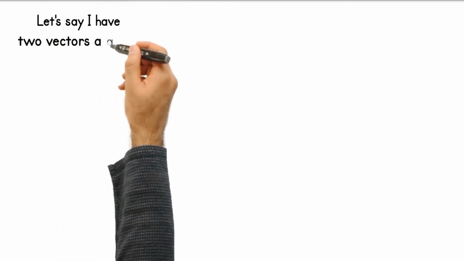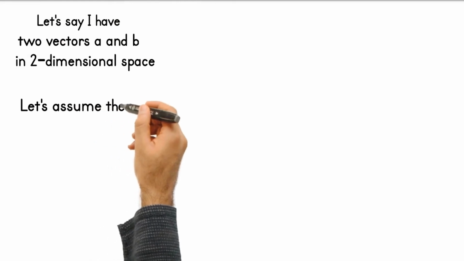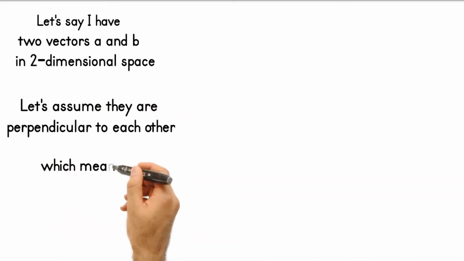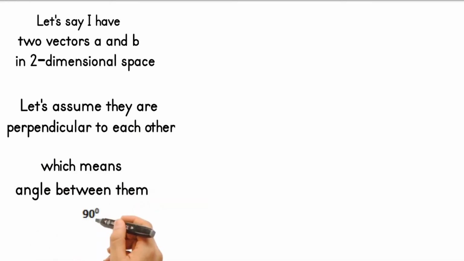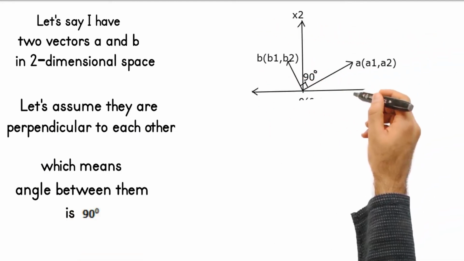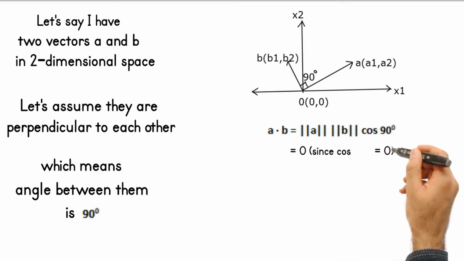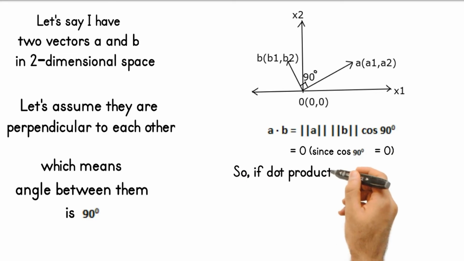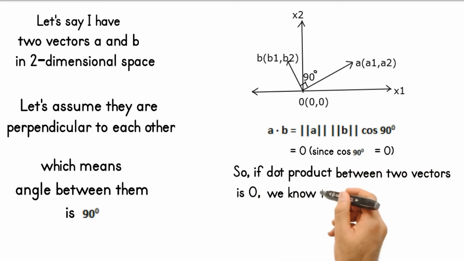What if I have two vectors A and B in two-dimensional space? Let's assume they are perpendicular to each other, which means the angle between them is 90 degrees. So A dot B is equal to norm A into norm B into cos 90 degrees, which becomes 0 because cos 90 degrees is equal to 0. So if the dot product between two vectors is 0, we know that these two vectors are perpendicular to each other.